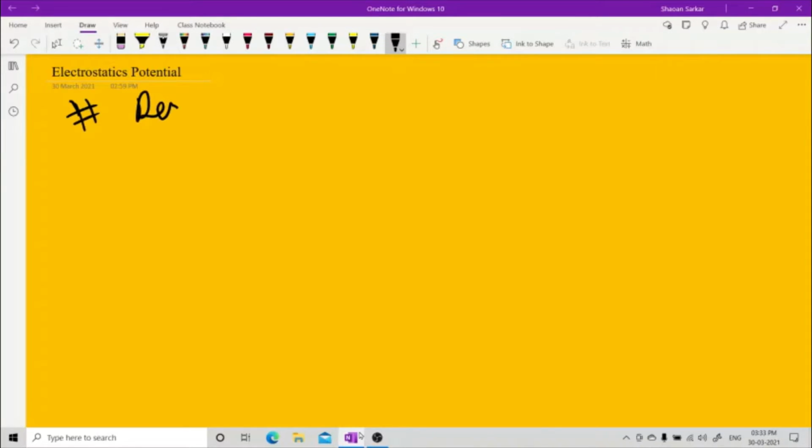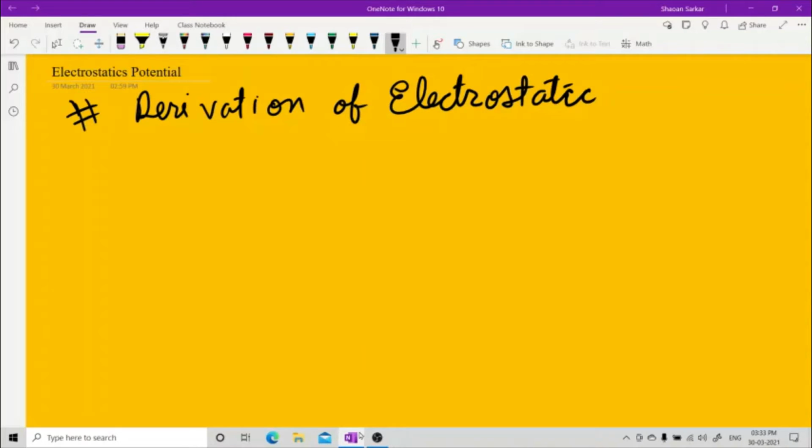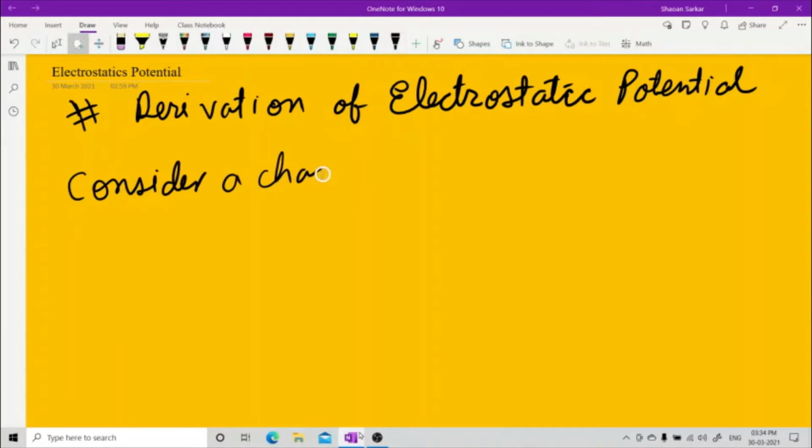Derivation of electrostatic potential. Now consider a charge Q at the origin.